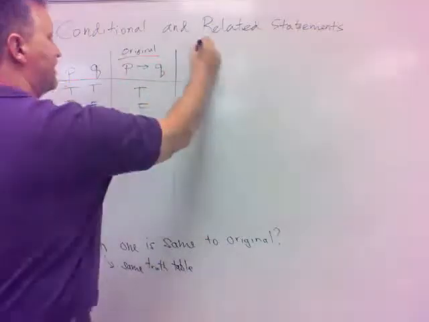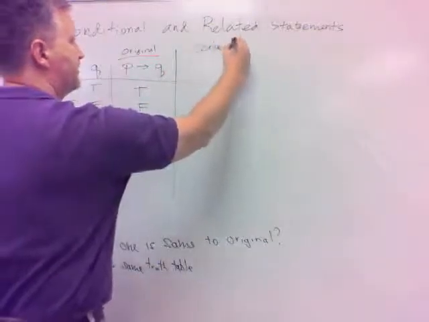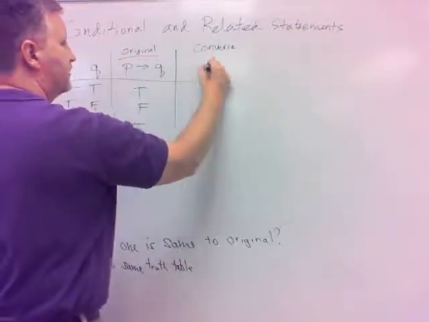All right, well, let's try the converse. Converse flips, so I'm just going to flip. That'll be Q, arrow, P.